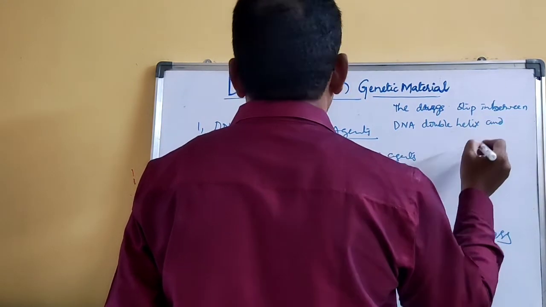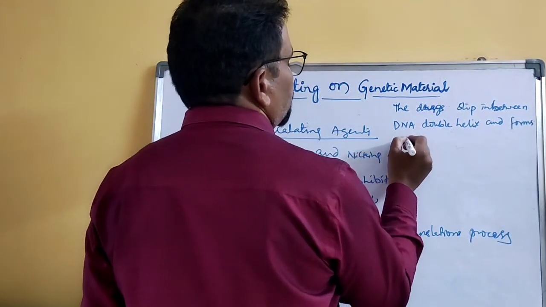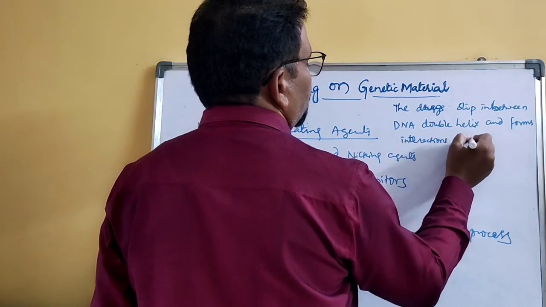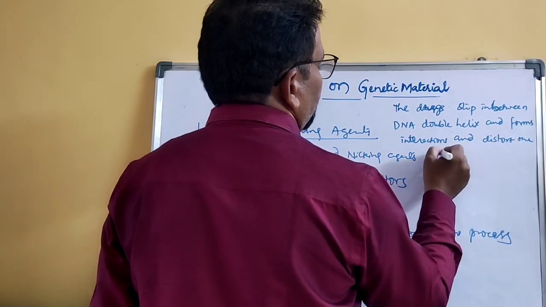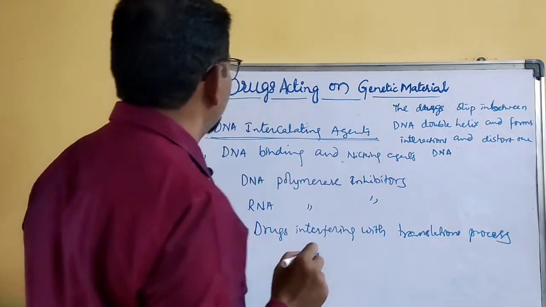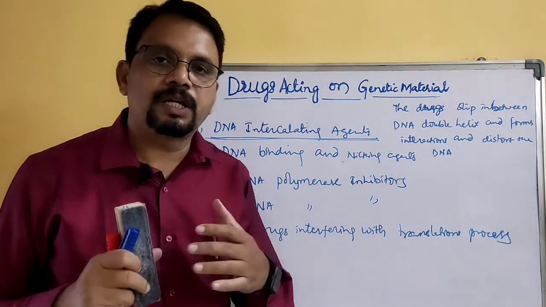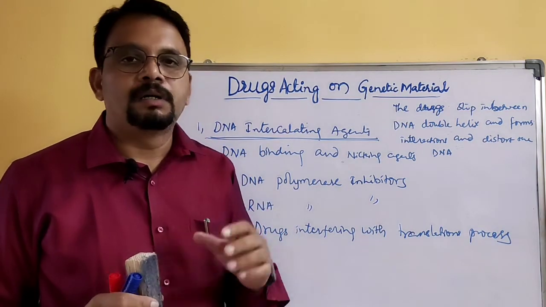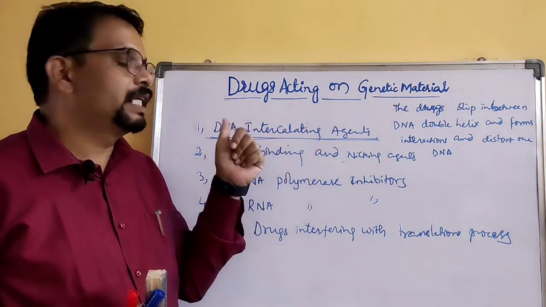and form interactions and distort the DNA, known as DNA intercalating agents. So DNA intercalating agents means the drugs which slip into the double helix of DNA and form interactions with the DNA and distort the DNA structure.